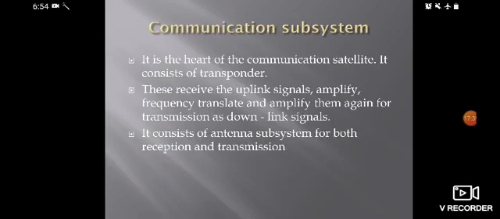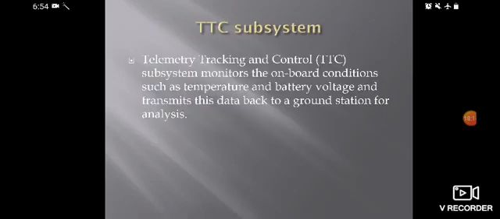The next one is the communication subsystem. I have already told that it is the heart of the communication satellite, and it consists of the transponder. That means it will receive the uplink signals, amplify them, and frequency translate them, and the translated signals are used for transmission as downlink signals. That means it is given to the receiving earth stations. It consists of antenna subsystems for both reception and transmission.